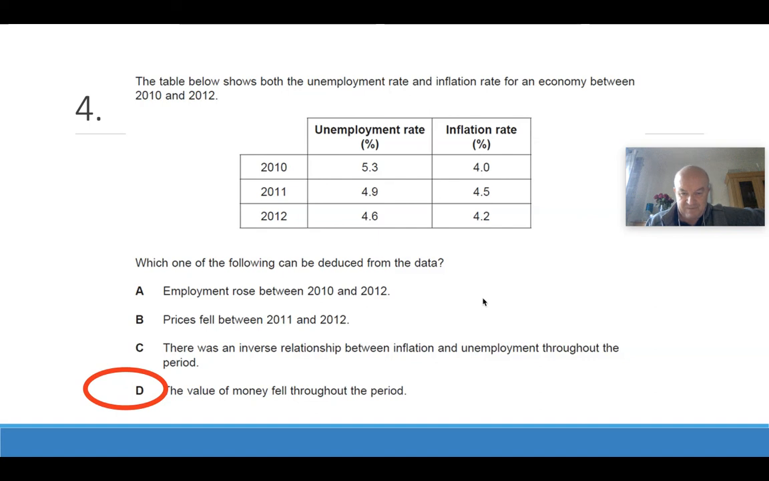Prices have fallen between 2011 and 2012. No, they haven't. Now, inflation has actually fallen slightly, but there is still an increase in inflation. And in the third question there was an inverse relationship between inflation and employment throughout the period. Well, that's not the case either. So there isn't that inverse relationship being demonstrated in the facts and figures that are shown here. And finally, the value of money has clearly fallen throughout the period because we've had inflation for each of those years.